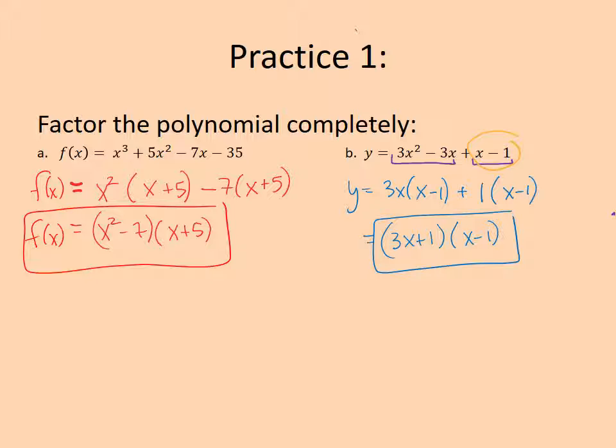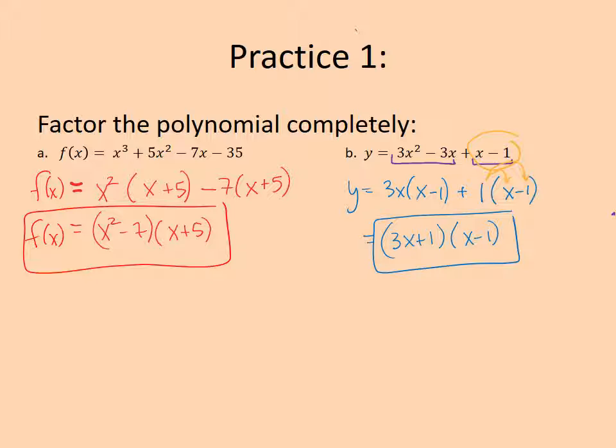The reason you can factor out a 1 is that 1 does not alter anything in the problem. So if you factor out a 1 and then redistribute a 1, you still have what you started with. So 1 times x is 1x, and 1 times negative 1 is negative 1, which is what you started with.